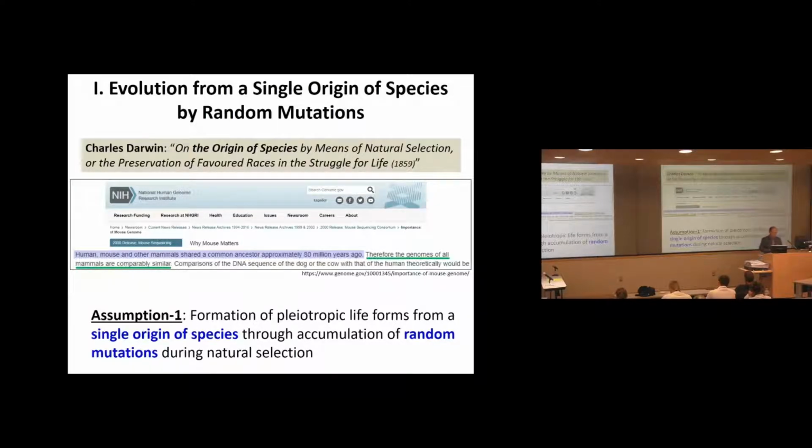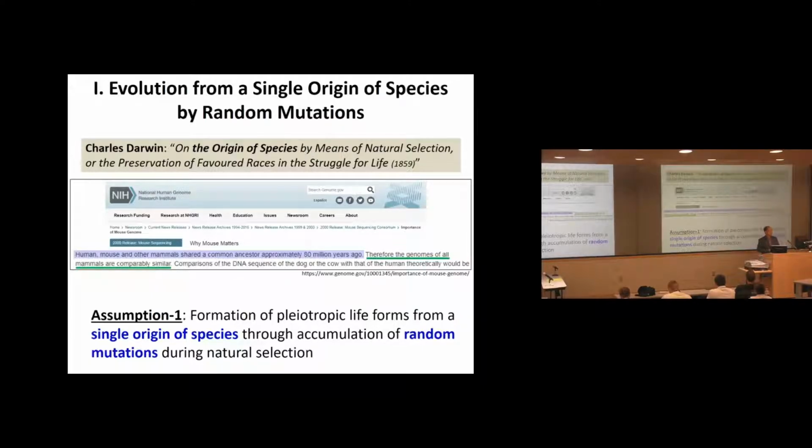So I'm going to challenge two assumptions in biological sciences. So this is the first one: evolution from a single origin of species by random mutation. In 1859, Charles Darwin published this book, On the Origin of Species by Means of Natural Selection, or the Preservation of Favored Races in the Struggle for Life. The snapshot in the middle is from the National Human Genome Research Institute. If you look at the highlight here, it says human, mouse, and other mammals shared a common ancestor approximately 80 million years ago.